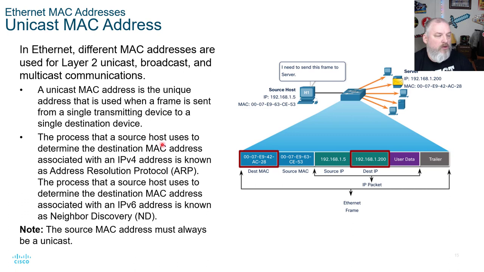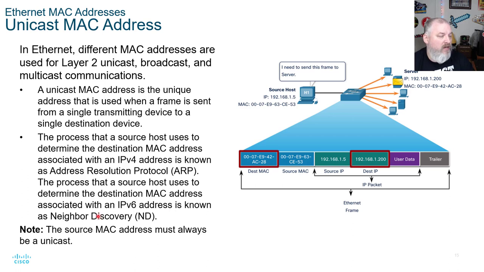The process that a source host uses to determine the destination MAC address associated with the V4 address is known as Address Resolution Protocol. You need to know that protocol, Address Resolution Protocol, or ARP. You'll hear people refer to it as ARP, or an ARP request, but that's the Address Resolution Protocol.